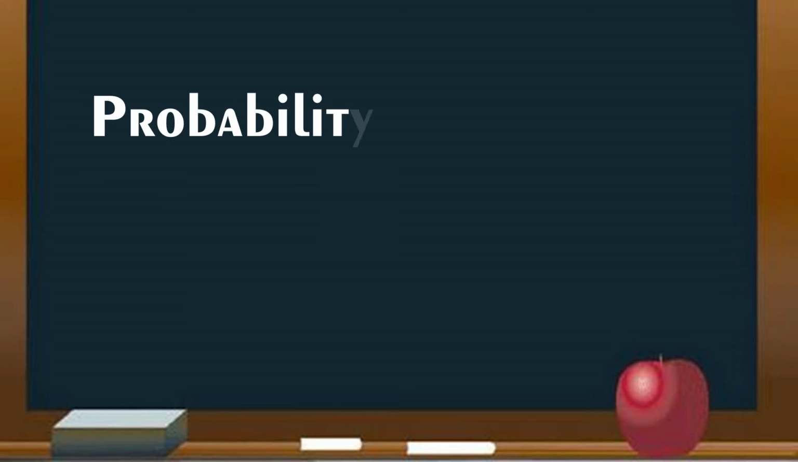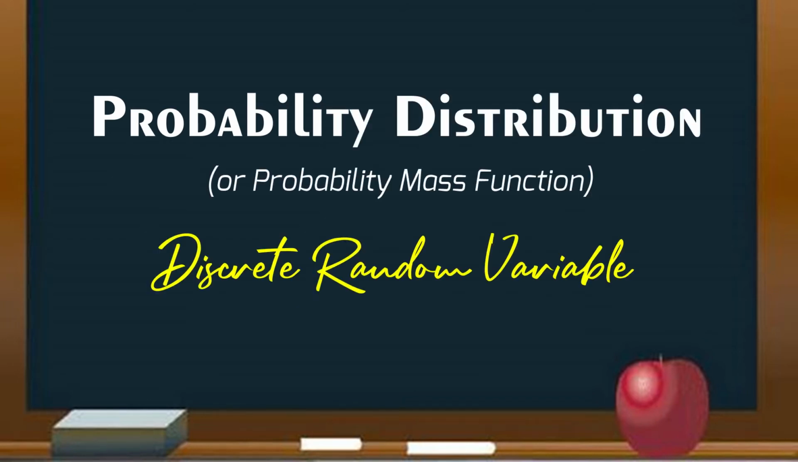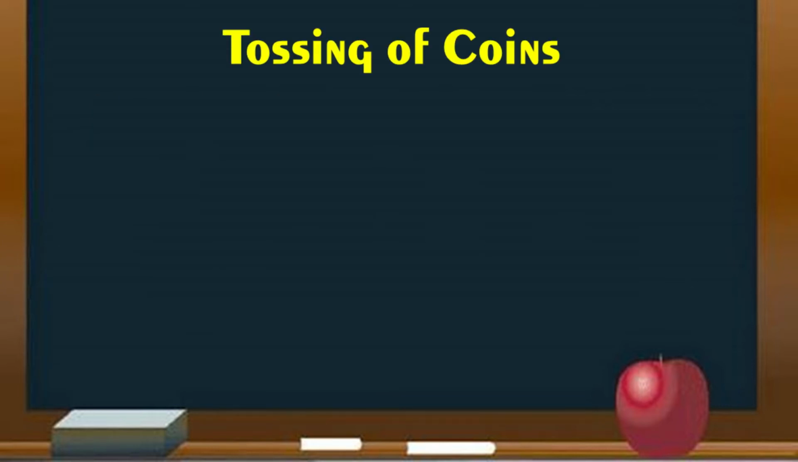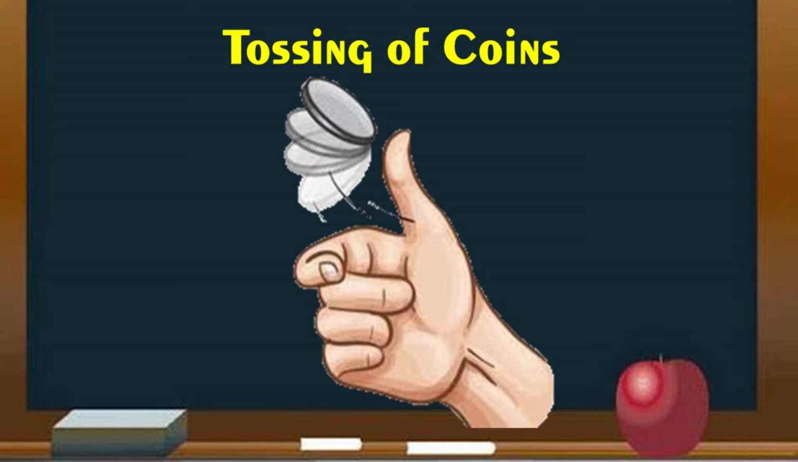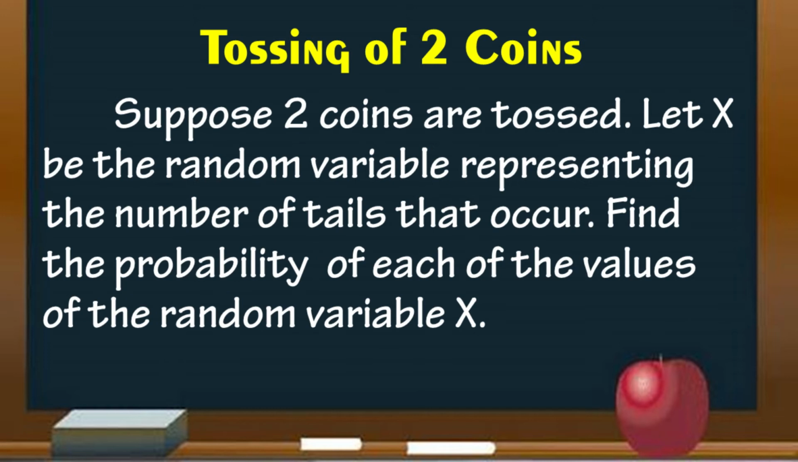In this video lesson, we will illustrate how the probability distribution or probability mass function of a discrete random variable is constructed. Let us begin with the tossing of coins. First example, tossing of two coins. Suppose two coins are tossed. Let x be the random variable representing the number of tails that occur. Find the probability of each of the values of the random variable x.